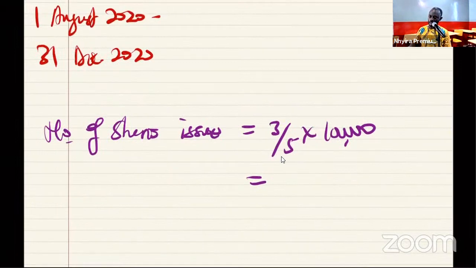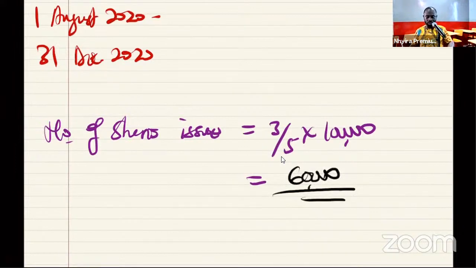3/5 × 100,000, because we give you 3 for every 5 that you already have. That should be 60,000 shares. Hey Siri, what is 3/5 × 100? It's 60. Yeah, so 60,000.